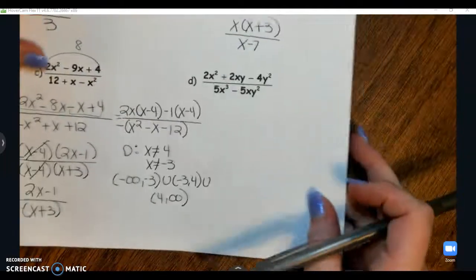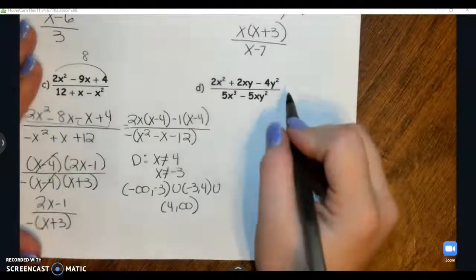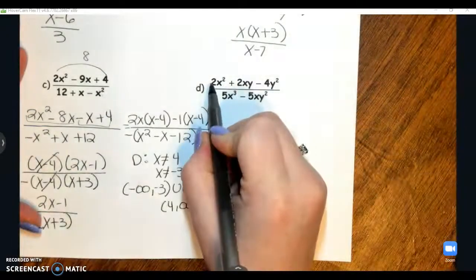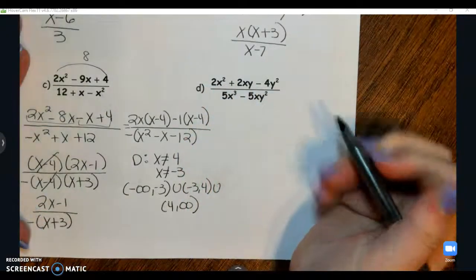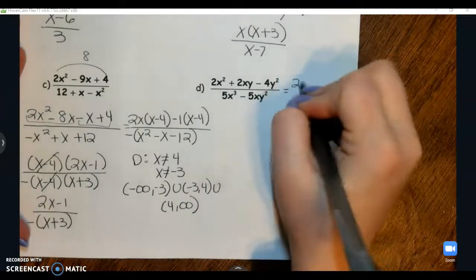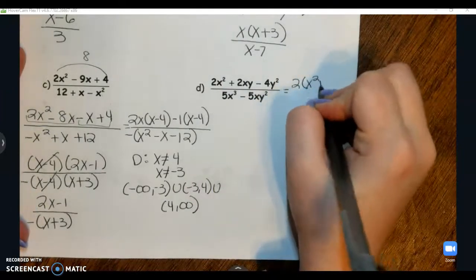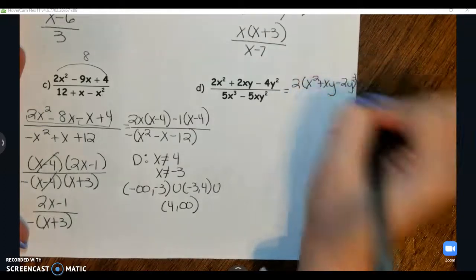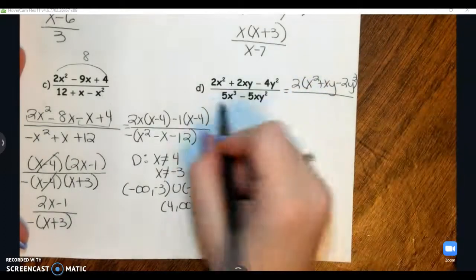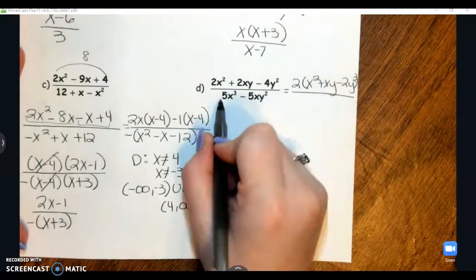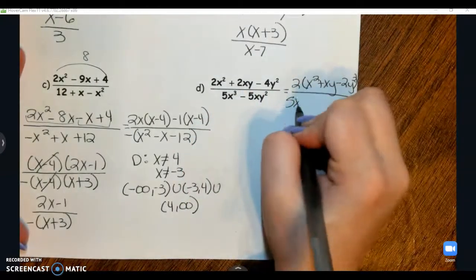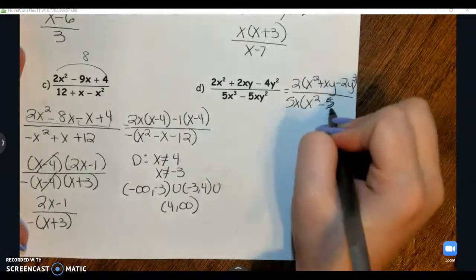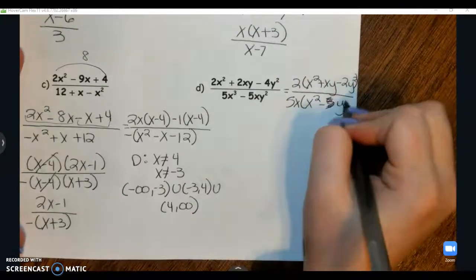All right, last one on this page. Again, we need to start factoring and simplifying. Looking across the top, I have a GCF I can take out, and that is 2. So that leaves us with x squared plus xy minus 2y squared. I'm running out of room, so that parentheses is kind of squished. And then in my denominator, I can take out a GCF of 5x, and that'll leave us with x squared minus y squared.